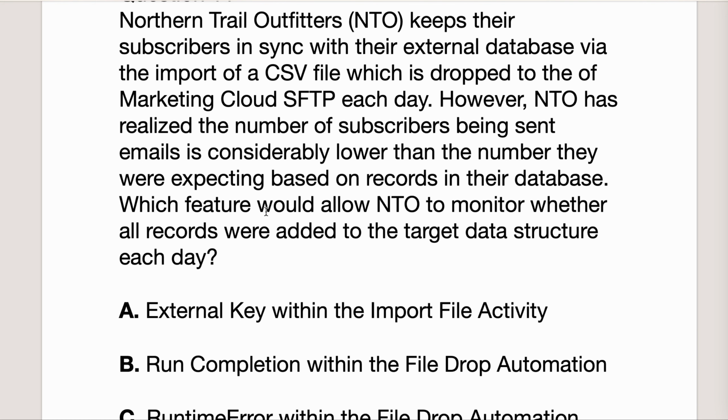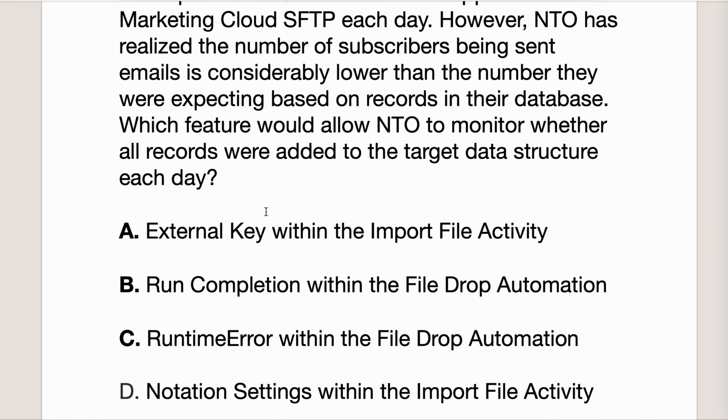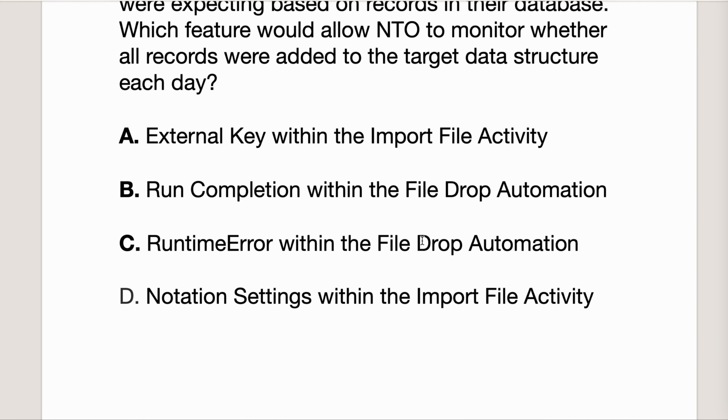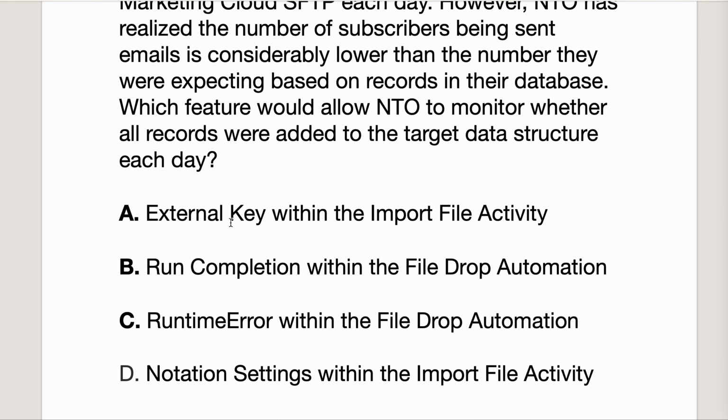How would NTO monitor all these records? If they want to monitor external key with import file activity, that will not work, because import file activity external key will not work. Run completion with the file drop automation: I would say that will also not work, because you don't have to put up a run completion, since completions are happening. Runtime error with file drop automation: you can put up a runtime error, but it will not help you out.